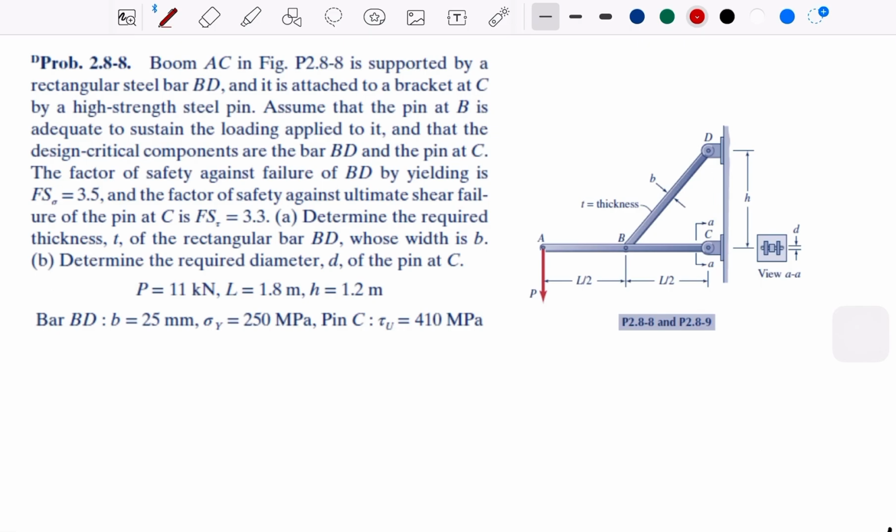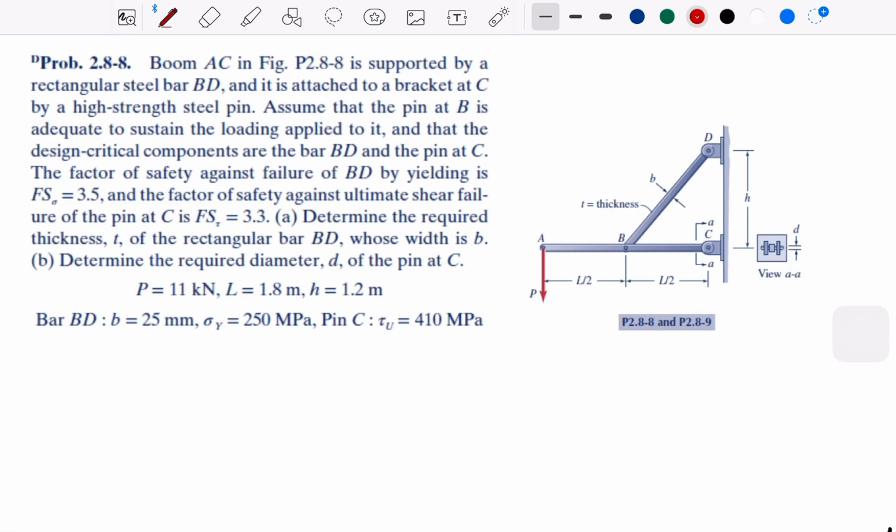Okay. Determine the required thickness, the T, which is also mentioned here. Thickness on the BD, and then it also has width B, and then determine the required diameter at pin C, and this is all the other information needed.